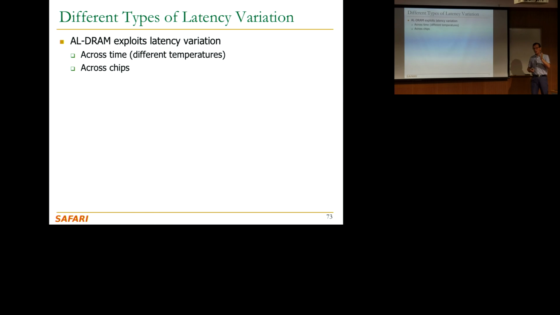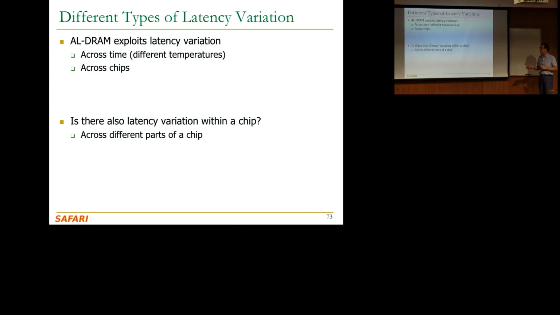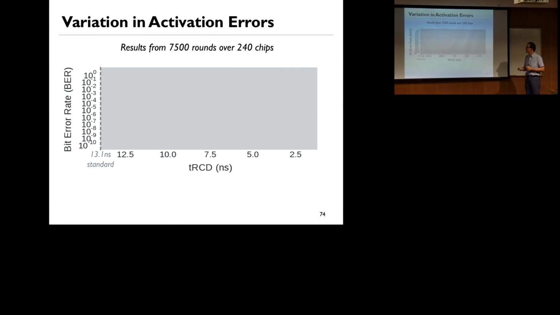Before I go into dynamic methods, let's look at the latency variation in a different way. AL-DRAM exploits latency variation across time, meaning different temperatures, and across chips. Is there also latency variation within a chip? That's the next question that we asked, meaning across different parts of a DRAM chip.